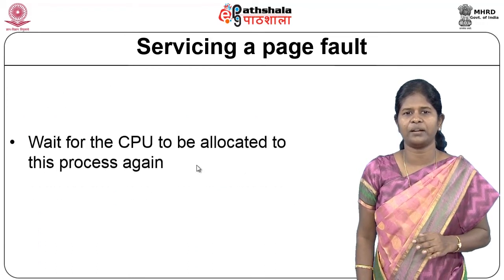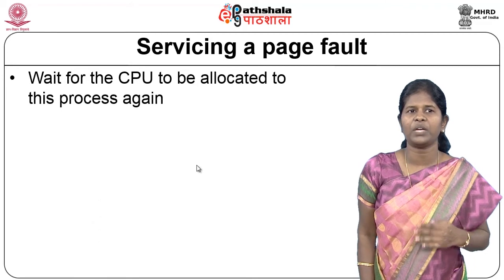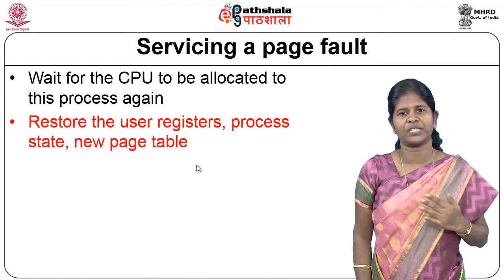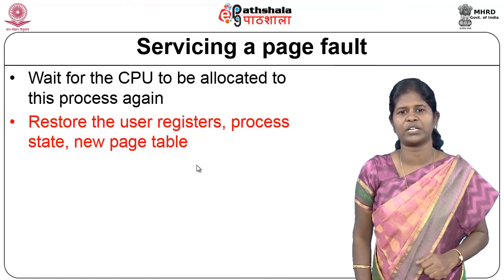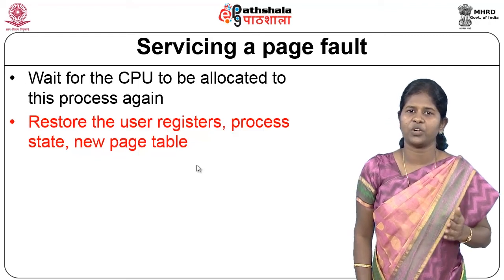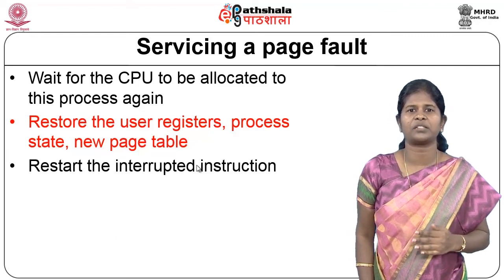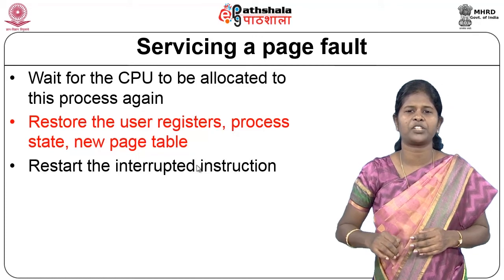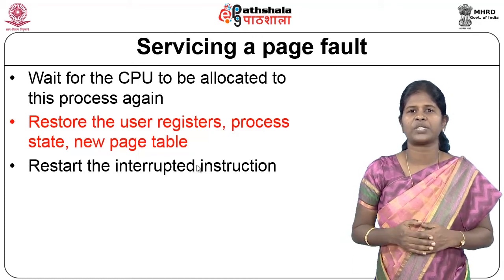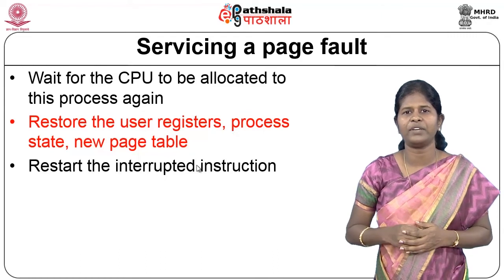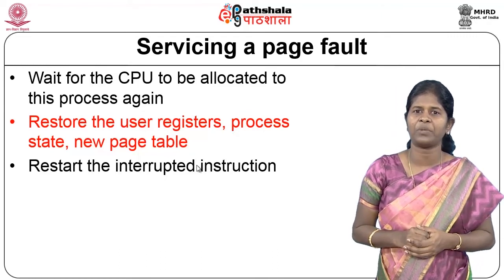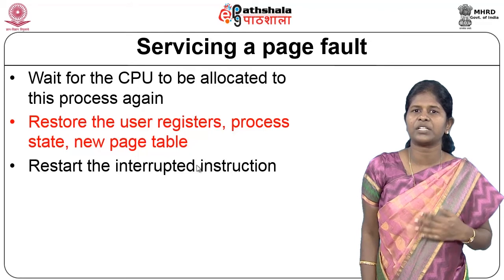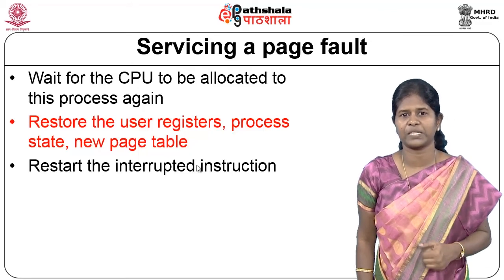And once all this is done, this process will be put into the ready queue, and it will be waiting for the CPU to be allocated again. After the CPU is allocated, you need to restore the user register values and the process state, the new page table should be loaded, and then you need to restart the interrupted instruction. So, you see that whenever a page fault occurs, it takes a long time to service it. And if the probability of a page fault is very high, then it will affect the effective memory access time.